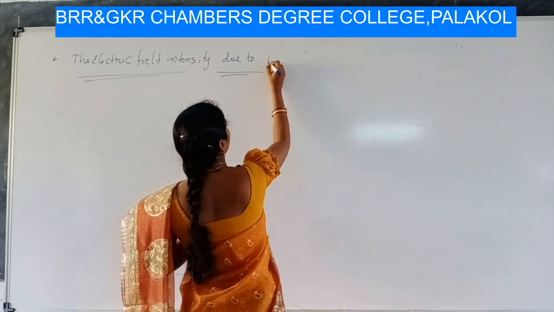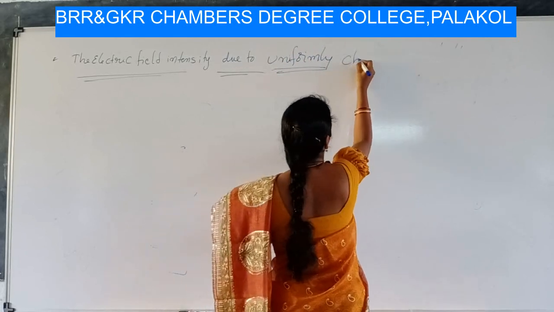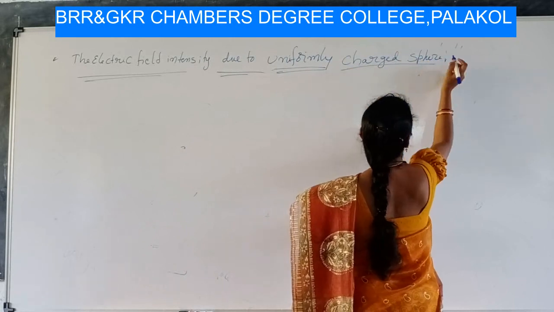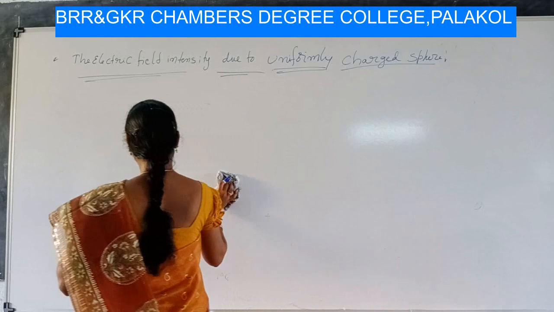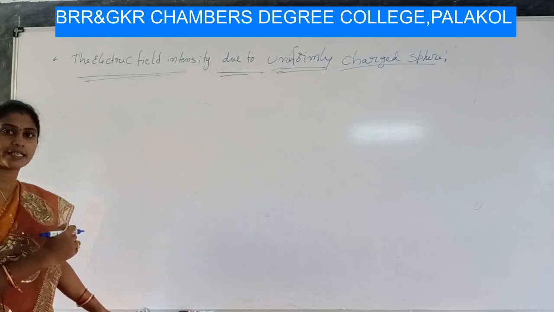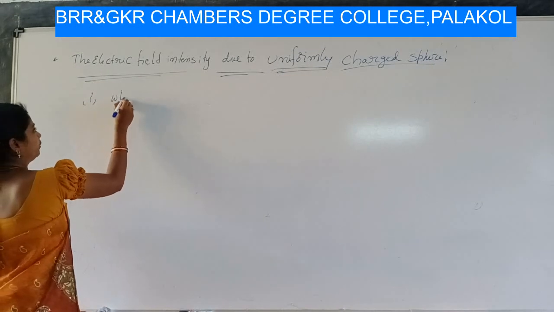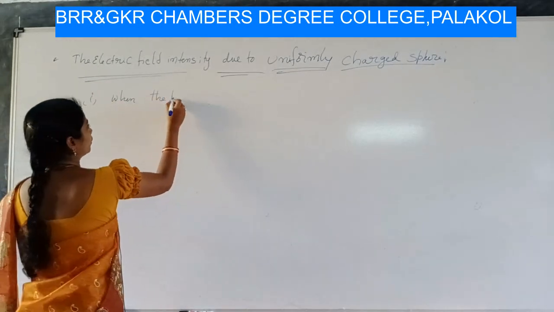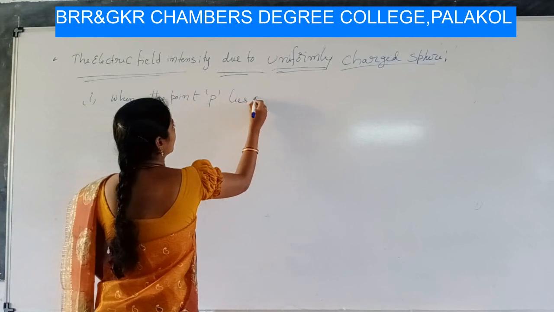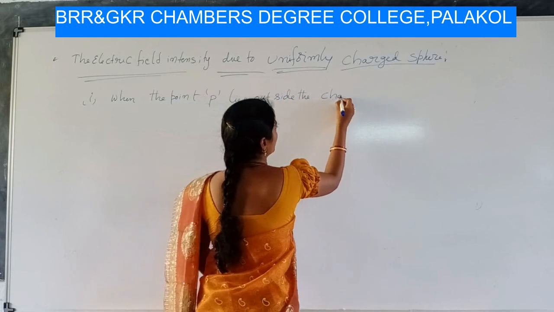Due to a uniformly charged sphere. Here, the electric field intensity due to a uniformly charged sphere can be explained in three cases. The case one is when the point P lies outside the charged sphere.